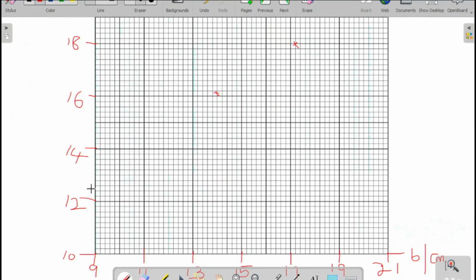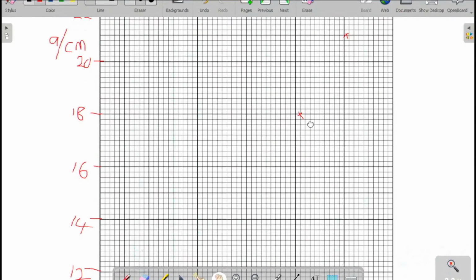Now 13 and 11.8. This is 13, and this is 11.2, 11.4, 11.6, and 11.8. Exactly this point. Okay, then we have, oh sorry, 13 should be here. 16, let me check again.